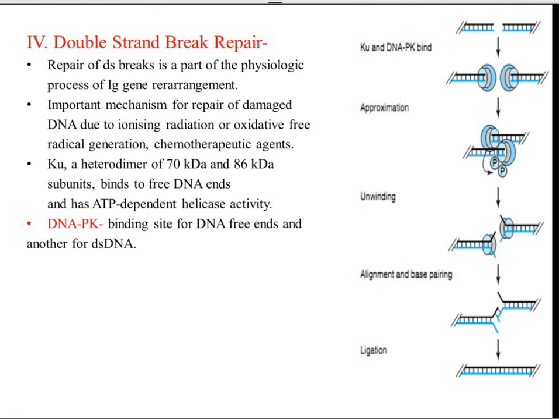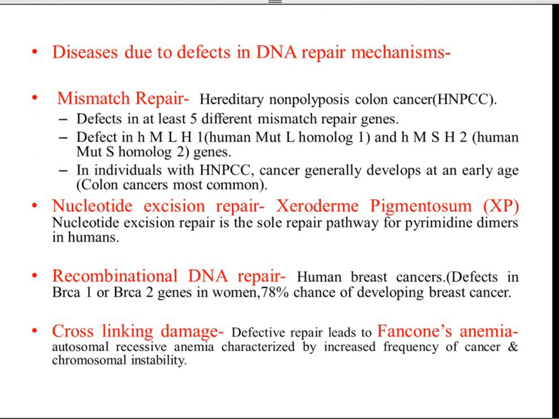We come to the diseases due to DNA repair defects. Whenever there is a defect in the mismatch repair enzyme, this is again a hereditary disease. There is a defect in at least 5 different mismatch repair enzymes, for example, MUT S, MUT L, and MUT H. In the human case, the analog is MUT L homolog 1, and this is the one in the case of prokaryotes, and in the humans, it is the human MUT S homolog 2 genes.